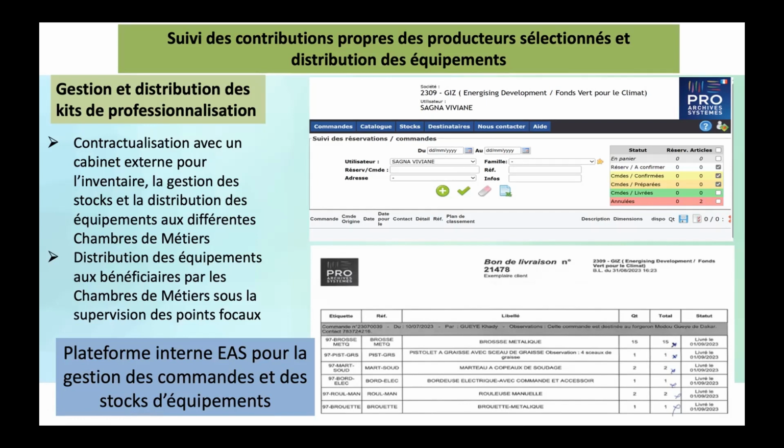Whenever there is a supply, there is a team on the field who are going to check to make sure the equipment was well received at the level of the producers. So the internal platform for the management of equipment is there. So you have seen the simulation we did.